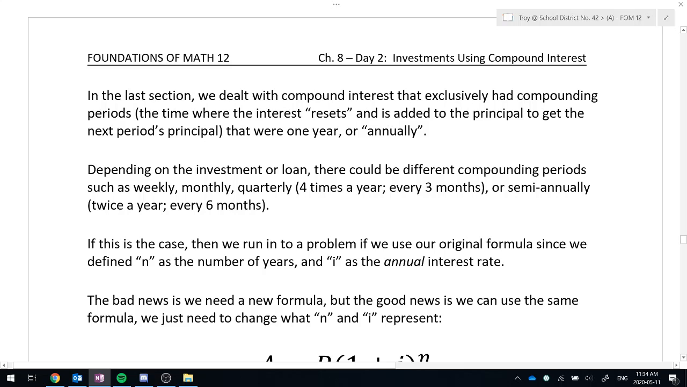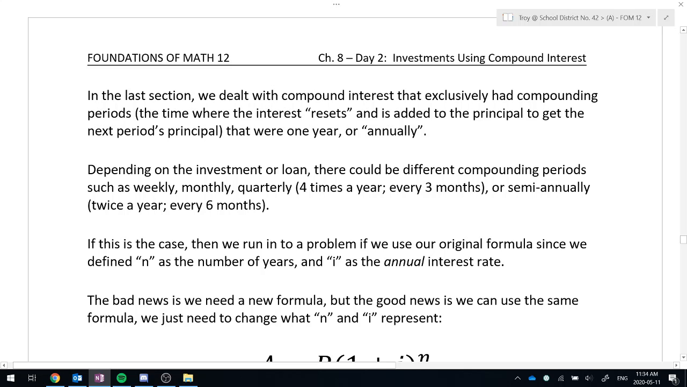So last section was exclusively compounding once a year or annually. That's a really common compounding period. Other common ones include quarterly, so that's 4 times a year, or semi-annually, so that's twice a year, which would be every 6 months or so.